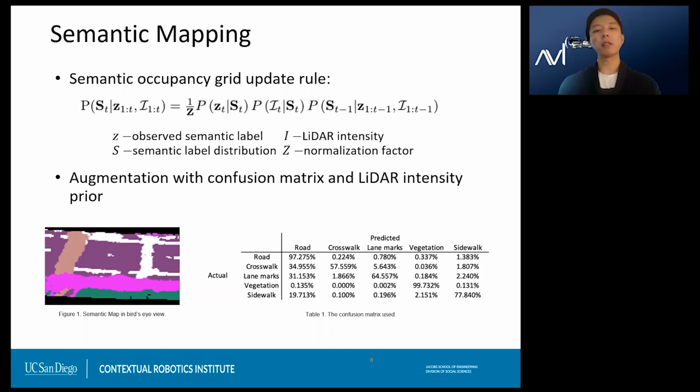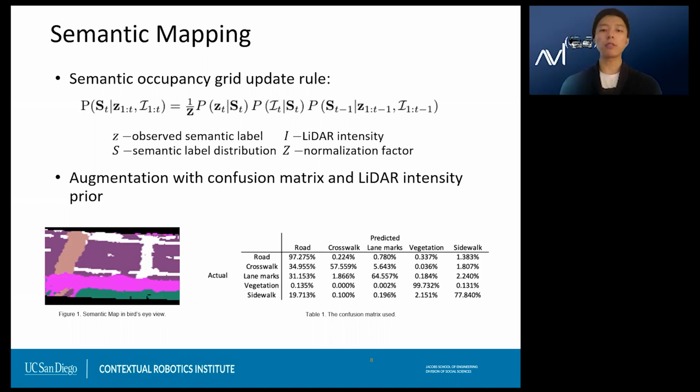The key components of this formula are to model the probability of the observed semantic label Z and the LiDAR intensity I conditioned on the semantic distribution S. We use the confusion matrix from the semantic segmentation network to model the probability of Z conditioned on S. The confusion matrix that we use is shown in Table 1.